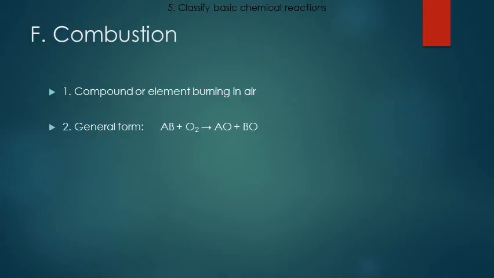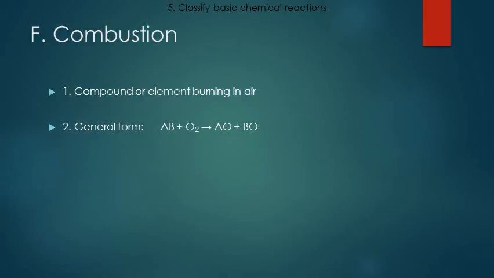So the general form here, we have AB, where AB would be a compound. It could also just be an individual element, so I could just write this as A plus O2. And O2 will always be a reactant in a combustion reaction because we're always burning it in air, meaning oxygen's always there. If you don't see O2 as a reactant, then it is not combustion. And then in this general equation, our products would be AO, where AO would be some oxide of the compound A, or of the element A, so A will combine with oxygen, and then B will also combine with oxygen to give us BO, where again, that would be some oxide containing the element B.